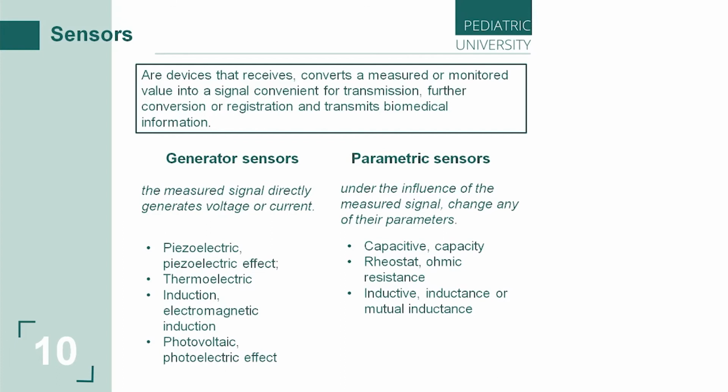And let's see about parametric sensors. What is it? Parametric sensors, under the influence of the measured signal, change any of their parameters. We will indicate some types of these sensors and the parameters measured with their help. Firstly, capacitive, based on capacity. Rheostat, based on ohmic resistance. Inductive, based on inductance or mutual inductance.